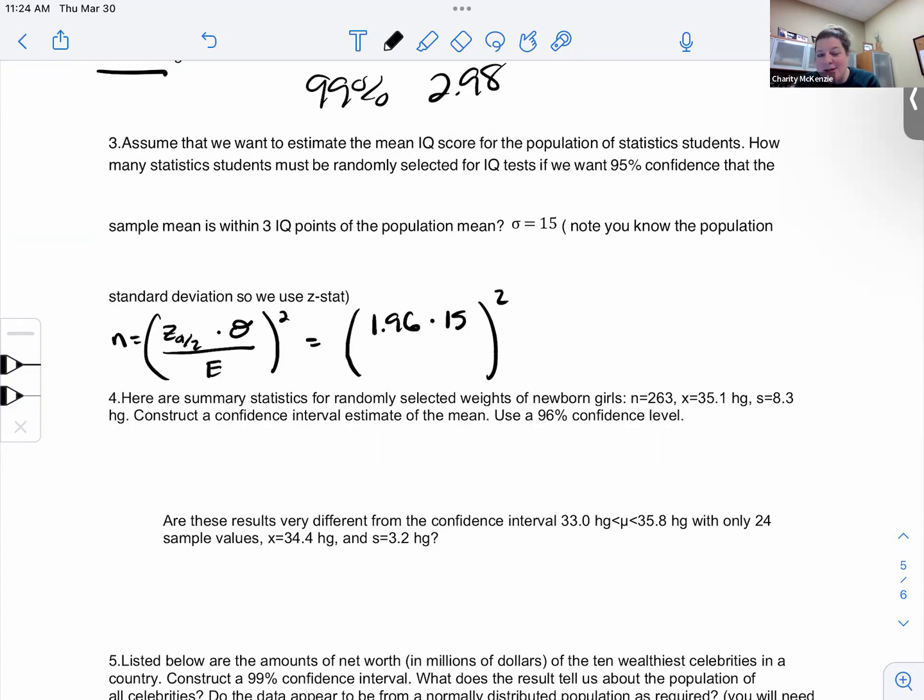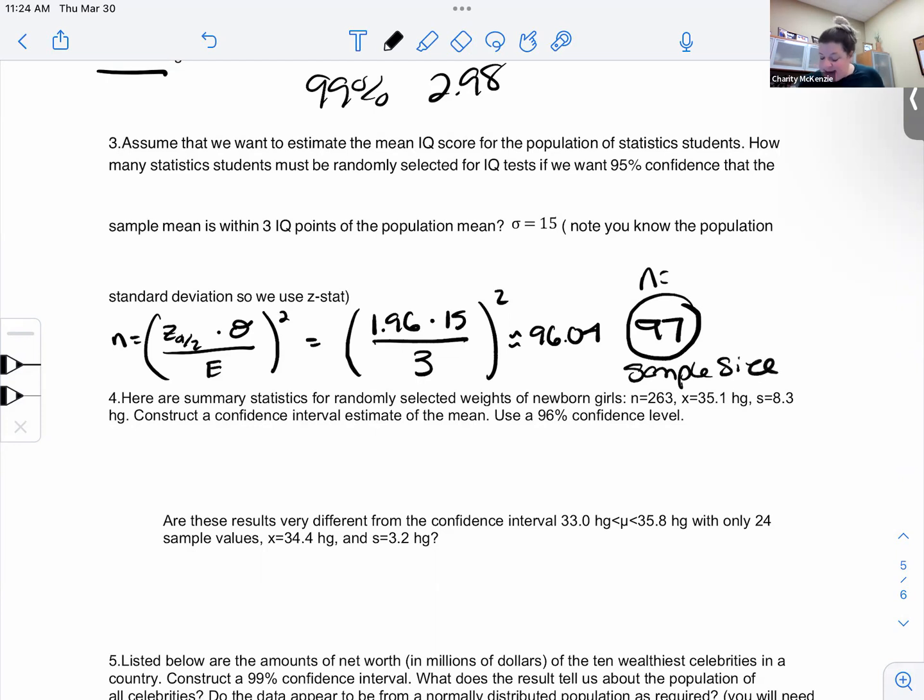So it says your error in the problem is within 3. That is your error, within 3. So we're going to divide this by 3. Okay, so I'm going to do that on my calculator. 1.96 times 15, divide that by 3. I get 9.8. You square that and I get 96.04. But you have to round that up to 97. Okay, so this is our N equals 97. That's our sample size.